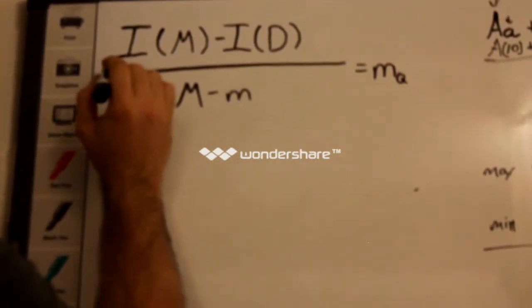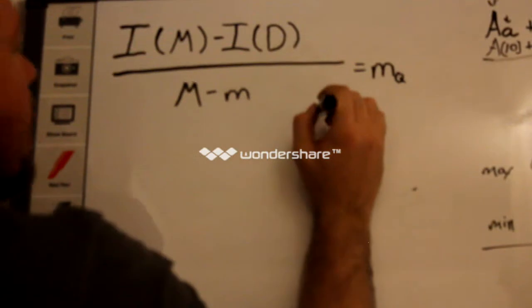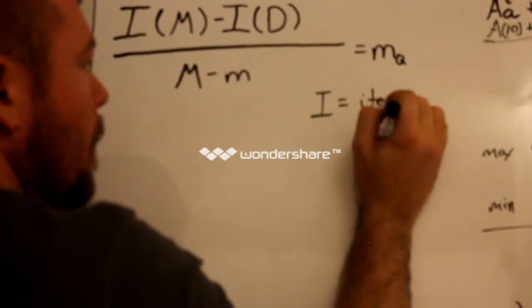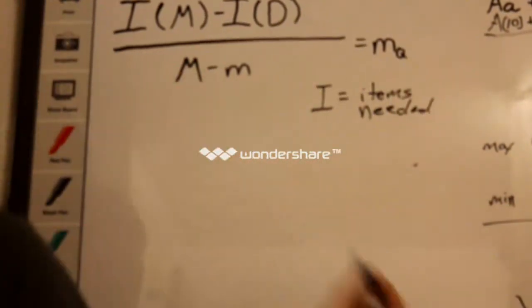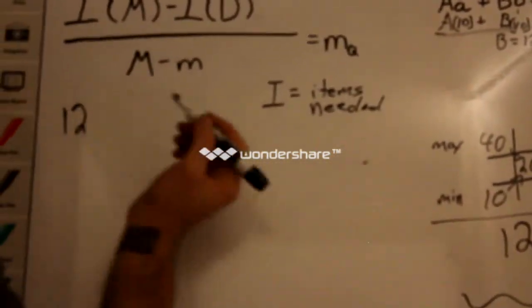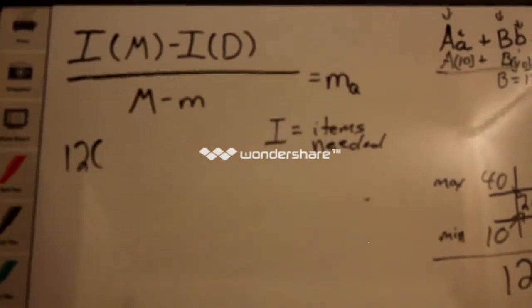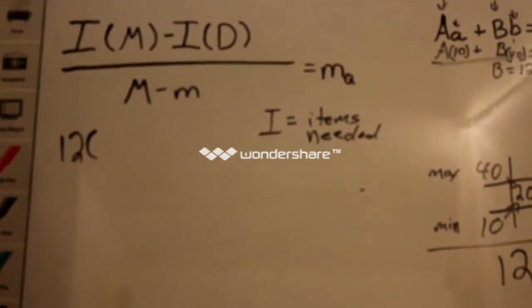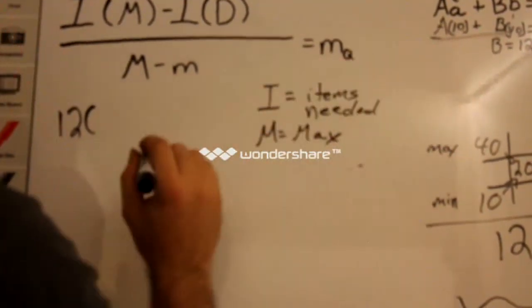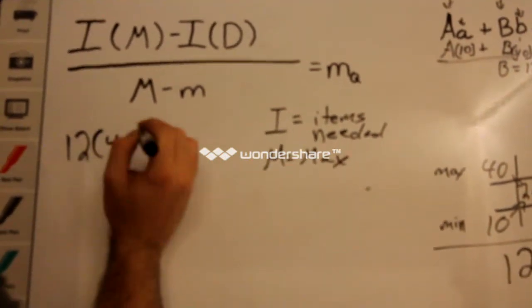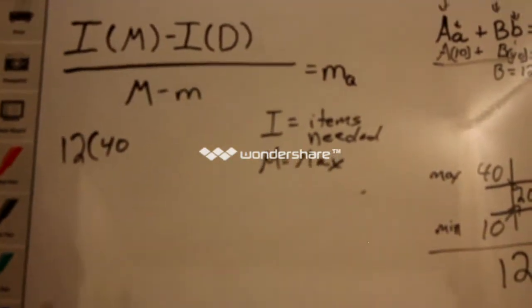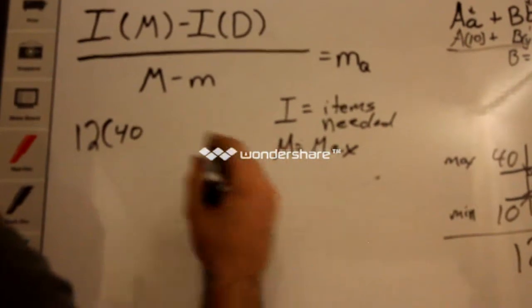Now this I here represents the items needed, and what we need is the 12 liters, so I'm going to put 12 in here. M is maximum, the maximum percentage or the maximum mixture that we can get, and in this case it's a 40% solution. That's the maximum. Again, I don't like decimals, so if we write them as 40 instead of 0.4, it'll always come out the same as long as we do it to all of them.